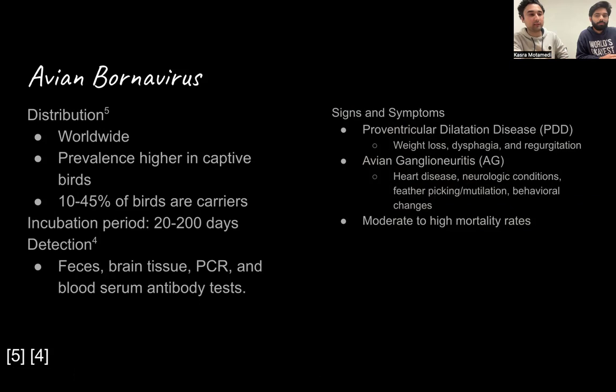In terms of PDD, that is the swelling of the GI tract, mainly in the stomach, and it is caused by decreased activity of the GI nerves. And then some signs and symptoms of avian glomerulonephritis include heart disease, neurological conditions, feather picking and mutilation, and then behavioral changes. And unfortunately, there is a very high mortality rate for this virus.